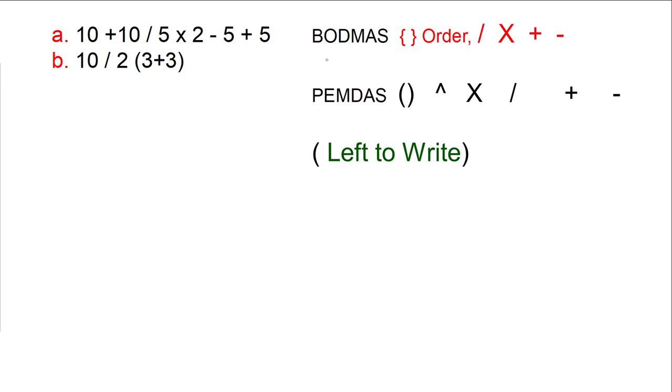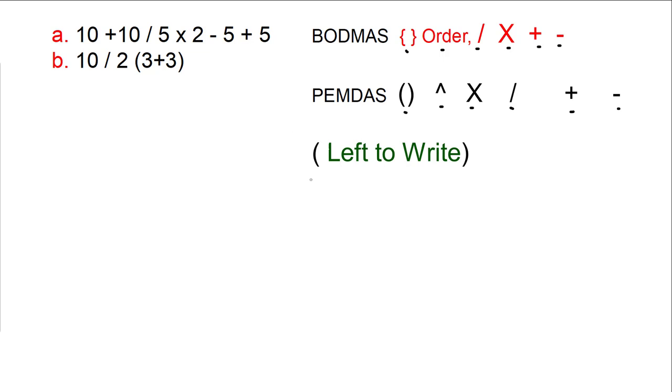The order of operation in mathematics is PEMDAS or BODMAS. BODMAS is brackets, orders, division, multiplication, addition, and subtraction. PEMDAS is parenthesis, exponent, multiplication, division, addition, and then subtraction.